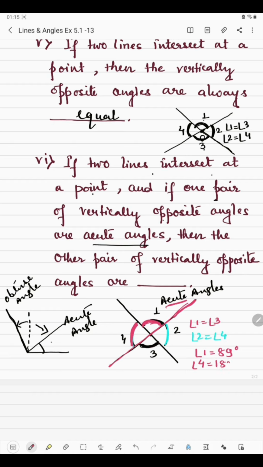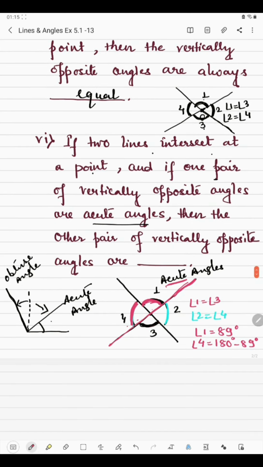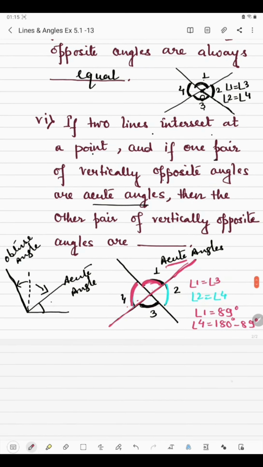It will be 180 degree minus 89 degree, because the sum of these two angles is 180 degree. The angle formed on a straight line is 180 degree. So to get angle 4, we need to subtract from 180 degree. So 180 minus 89 is 91. Angle 4 will be 91 degree. That means 91 is greater than 90 degree, so it is an obtuse angle.